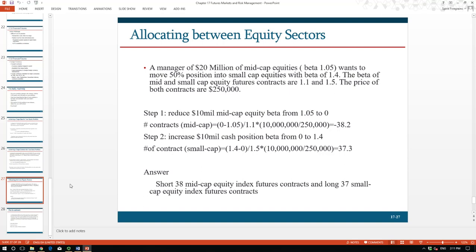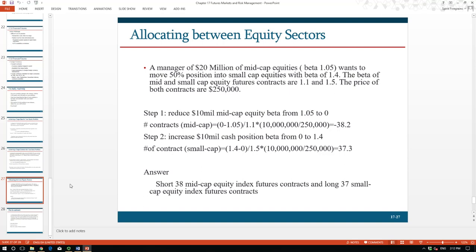The betas for the mid- and small-cap equity futures contracts are 1.1 and 1.5, and the value for both contracts is $1/4 million. So here, without futures contracts, of course, you need to sell mid-cap equity first. Then you buy small-cap equities. That's a lot of transactions that you need to go through. But here, to allocate assets between equity sectors, you only need to take two positions in the futures contract.